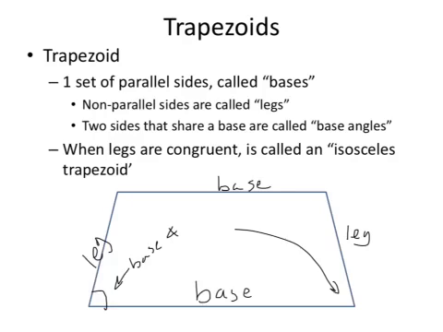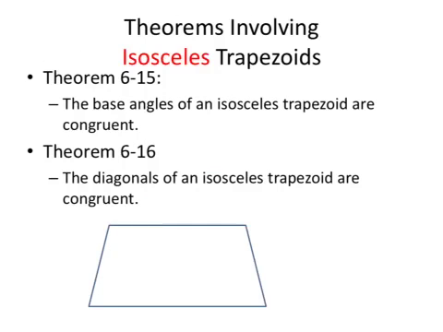Now these may or may not be congruent. When the legs are congruent though, our base angles will be congruent, and that will be called an isosceles trapezoid. Okay? So the base angles of an isosceles trapezoid are congruent. That is theorem 6-15. Okay, and so with an isosceles trapezoid, when we have two congruent legs, we also have congruent base angles. Okay, now we also have another set of base angles here, and those will also be congruent.